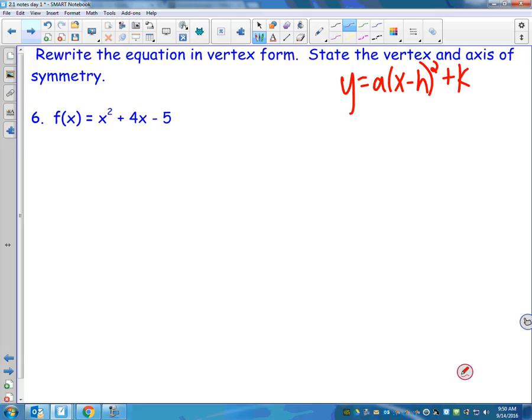Normally when I complete the square, what do I do with this 5? Normally I move it over here, right? But I can't move it over here because that's y. So you have to leave the y over here. So what I'm going to do is leave a little space to complete the square, and I'm just going to kick that -5 down there. Push it to there.